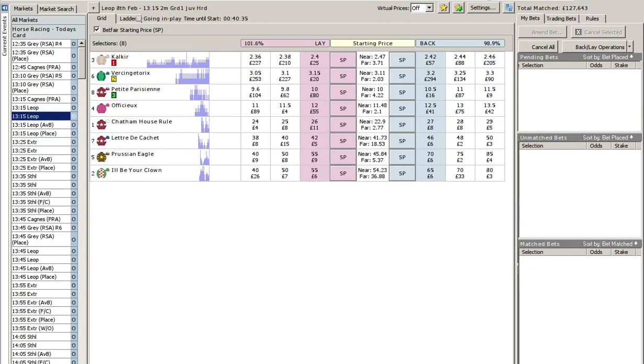Hi there, I just thought I'd take a few minutes to discuss how I go about Dutching a race with a view to trading it in running. Well, first off, I'd be looking for horses that are likely to shorten. So I'm looking for horses that have a history of shortening in price.